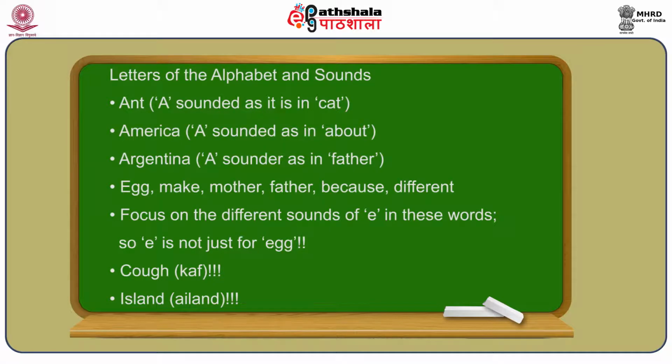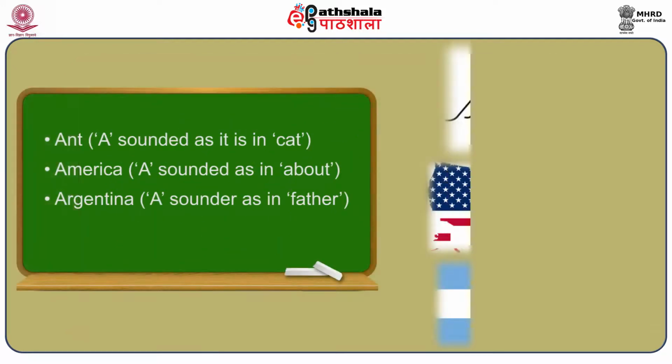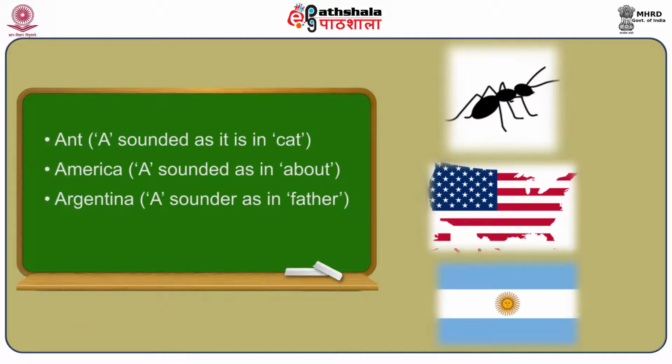Look at the three words at the top: ant, America, and Argentina. The first word is ant. The sound of A is A, as in cat, mat, sat. But in the second word, America, the sound of A is not A. You don't say America with the A of cat; the sound of the letter A is okay, not A. And in the third word, Argentina, the sound of A is ah.